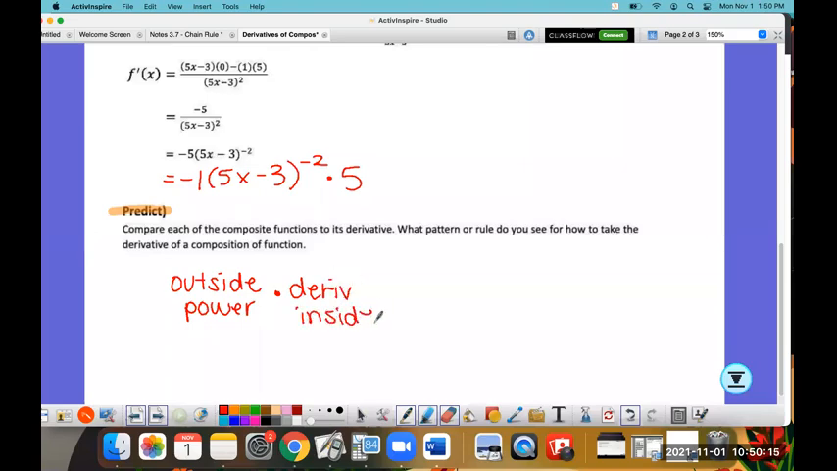And then the same inside to the outside power minus 1. So basically use power rule on that outside function. And then you multiply by the derivative of the inside, which all of our inside functions happen to be linear, right? So they were all coefficients. So if you said you multiply by the leading coefficient, that's okay, because that's what you notice here in all of these.